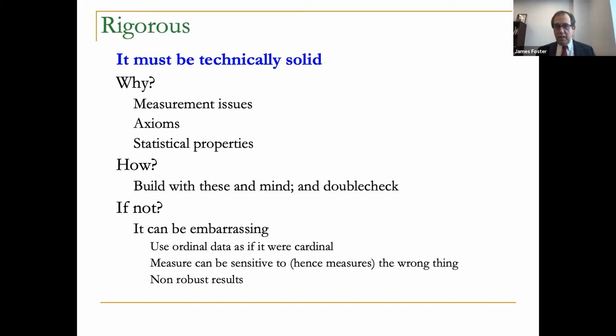It has to be technically solid. Why? Well, there could be measurement issues that cause problems. There are axioms that can help. Statistical properties are needed. How do you do it? You build with these in mind and you double check. And if not, it can be embarrassing. For instance, if you use ordinal data as if it's cardinal, that's embarrassing. I know a Nobel Prize winner who did that, and it was embarrassing. So we don't want to do that. Likewise, the measure can be sensitive, hence measuring the wrong thing. That is not going to be good. You might get non-robust results just because the structure is weak.